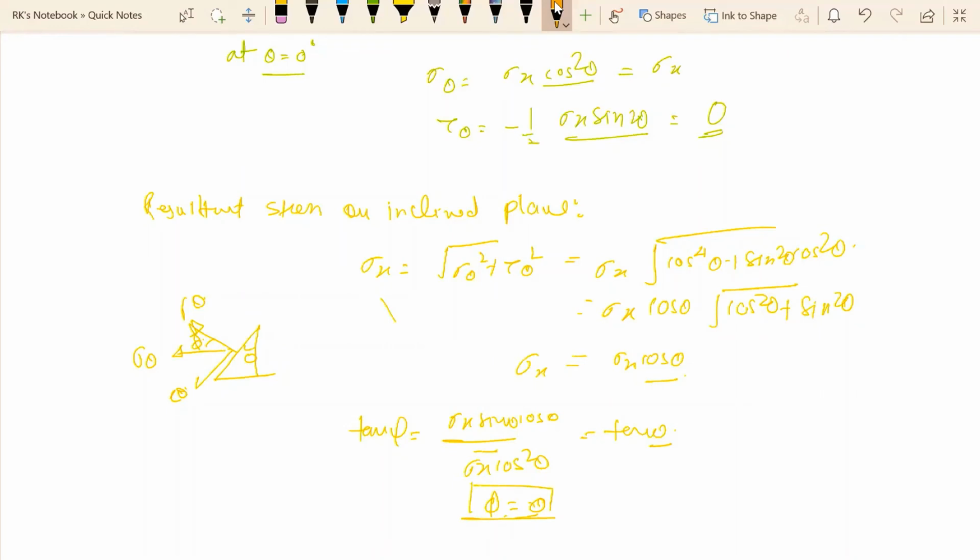In the next lecture we'll consider the biaxial stress condition, and we'll find out the normal stress and shear stress on the oblique plane in the case of biaxial stress condition. So thank you.